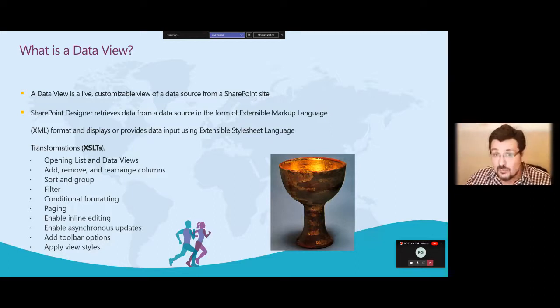What Microsoft did with SharePoint Designer and this concept of XSLT and XML was creating list data views: add, remove and rearrange the columns in our views, support sorting and grouping of data, enable custom filtering in our views. This was a huge thing: conditional formatting. So being able to manipulate the background of a row depending on a specific criteria. Paging, you were able to control paging.